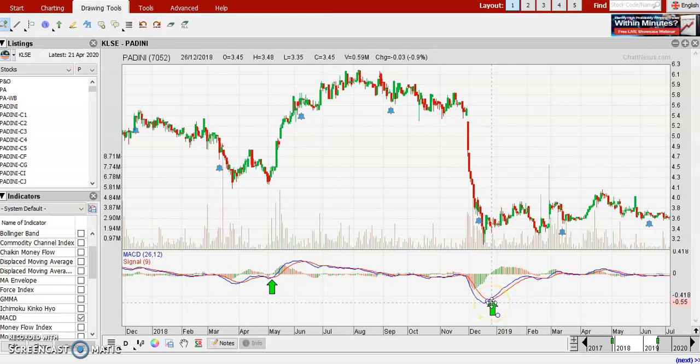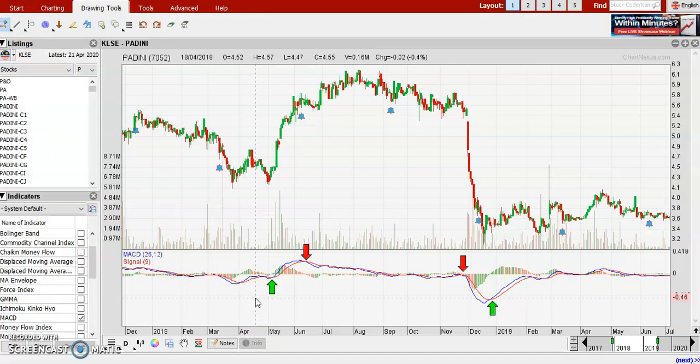So how about a selling signal? A selling signal is when the MACD line crosses below the signal line. In this situation, this is a selling signal. This one is also, but only temporary. That is the first rule, where we use the comparison, or the crossover, between the MACD and the signal line.